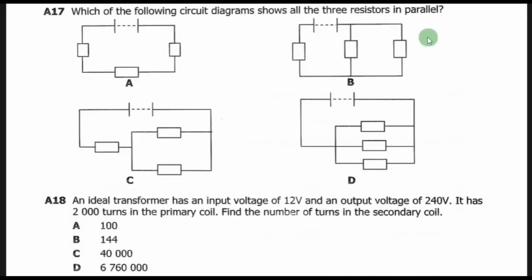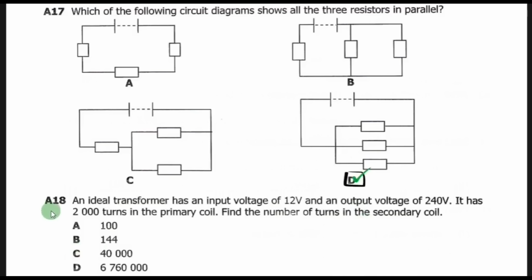But they are asking us to identify the one in which all three resistors are in parallel. Here again, this diagram and this one are one and the same thing. These are standing side by side, so when current reaches the junction, it divides: some goes here, some here, some here. So this one is the correct diagram with all three resistors in parallel. Our answer is D.